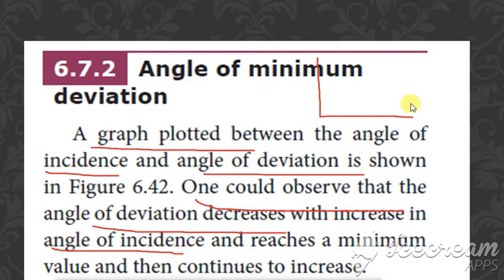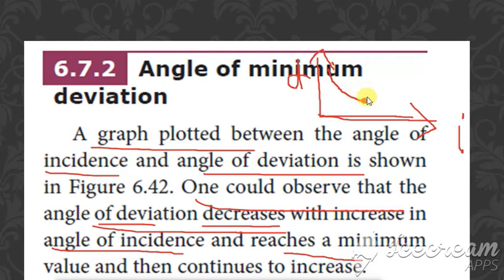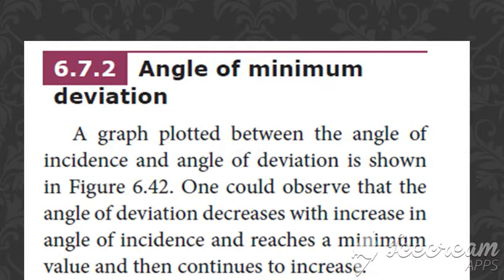Suppose consider this to be the angle of incidence i and this side to be the angle of deviation D. So we can say that the angle of deviation first decreases with the increase of incidence. As the angle of incidence increases, the angle of deviation continues to decrease, till a particular point where it reaches a minimum value. After this, it continues to increase. The point at which it is decreasing the most is the angle of minimum deviation.